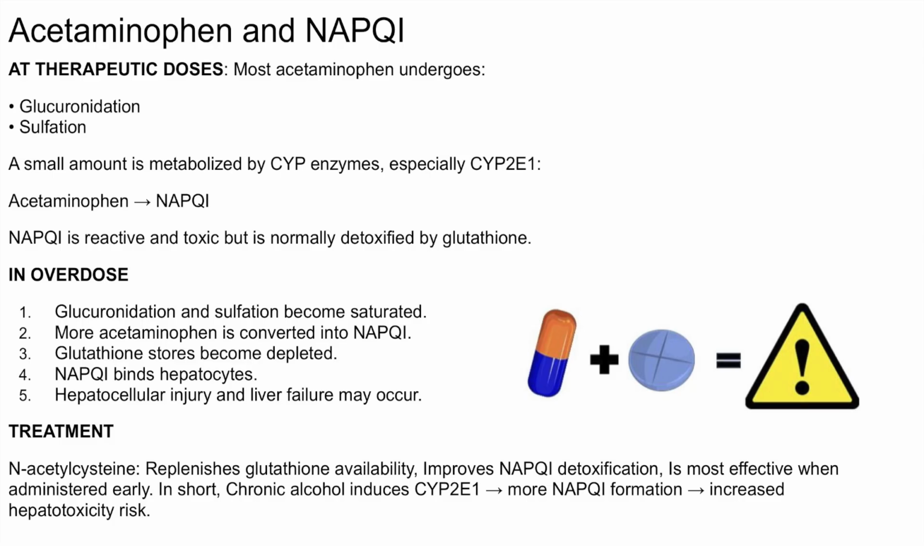glucuronidation and sulfation become overwhelmed, directing more acetaminophen into CYP pathways. As NAPQI production increases, hepatic glutathione stores become depleted. Unbound NAPQI then attaches to hepatocyte proteins, potentially causing severe hepatic necrosis and acute liver failure. N-acetylcysteine is the antidote here. It restores glutathione availability and can also help detoxify NAPQI directly. It is most effective when given early on, but treatment may still provide a benefit in later presentations.